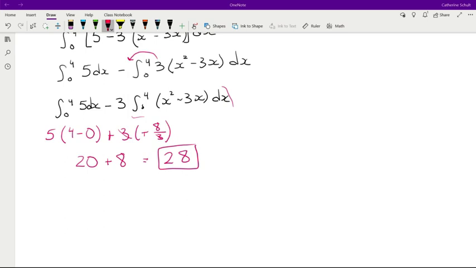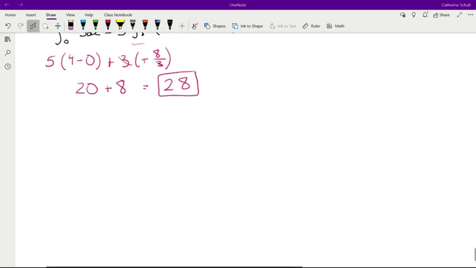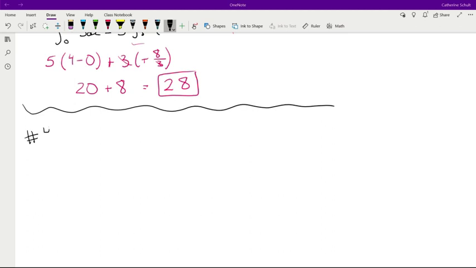Okay, what else can we do? Let's say we have this following question, and this is like number 48 in our textbook. So number 48. Okay, so suppose that the integral from 2 to 8 of f of x dx is equal to 7.3.